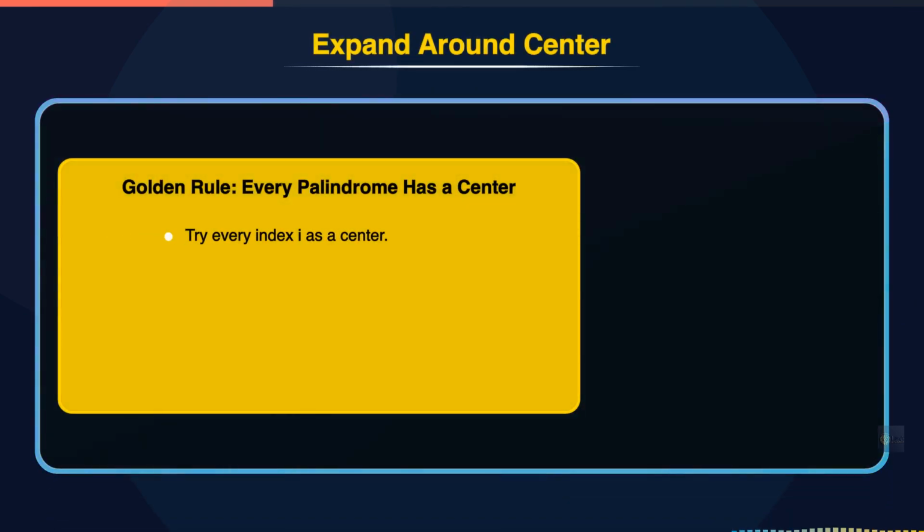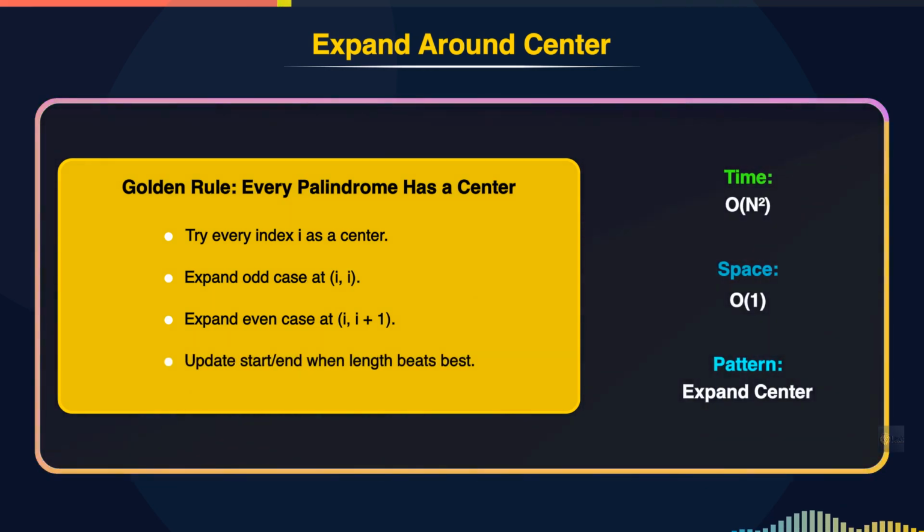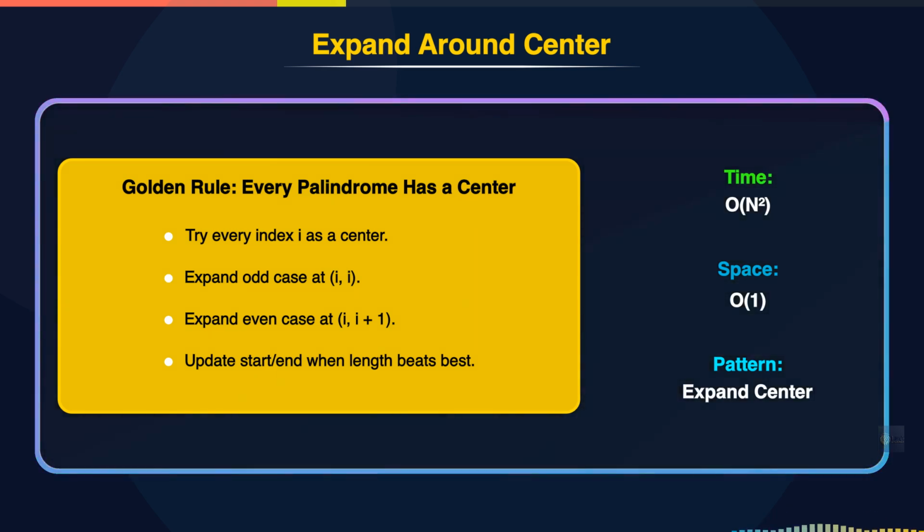Every palindrome has a center, either a single character for odd lengths or the gap between two characters for even lengths. For each index I, we expand twice, once for the odd case at I, and once for the even case at I plus 1. We track the longest span with start and end pointers. When a longer palindrome appears, we update those bounds and continue scanning.